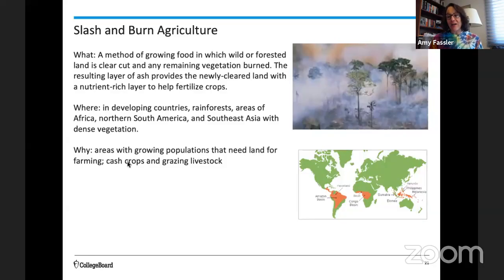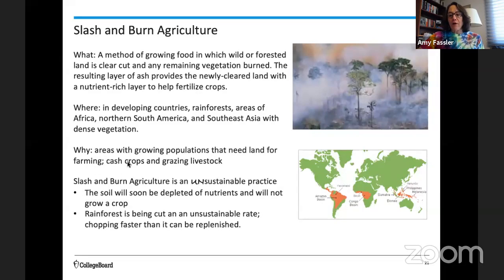It might be to clear pasture land for grazing livestock, or it could be just an individual farmer needing to clear land in the rainforest to grow food for their own family. So the explanation why it's an unsustainable practice, this is where we're going to go back to that tropical rainforest from your soil FRQ that you did for homework.